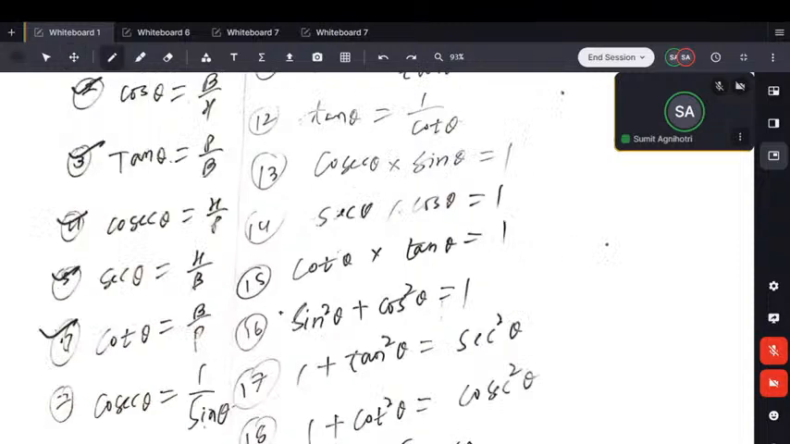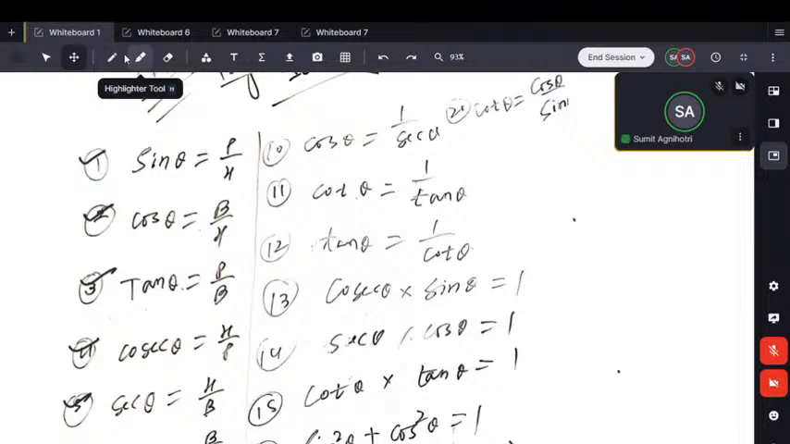Even you can recall these identities. Cosec is 1 over sine. Then sine is 1 over cosec, sec is 1 over cos, as well as cos is 1 over sec. Let's recall them all quickly. Then we have identities like cot is 1 over tan, tan is 1 over cot.